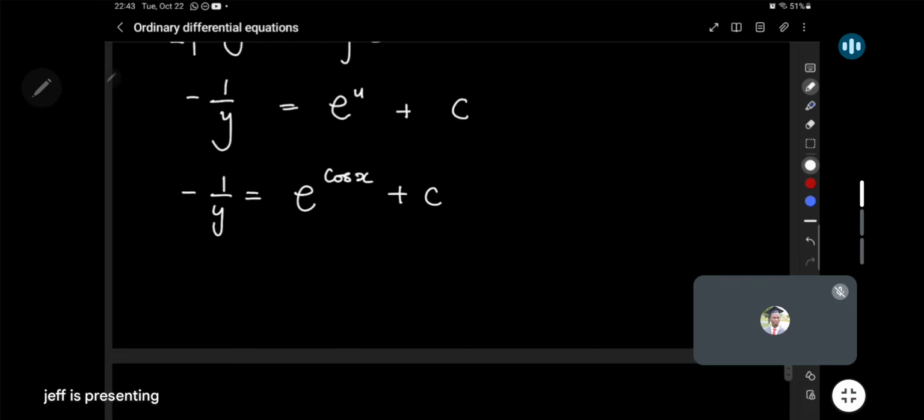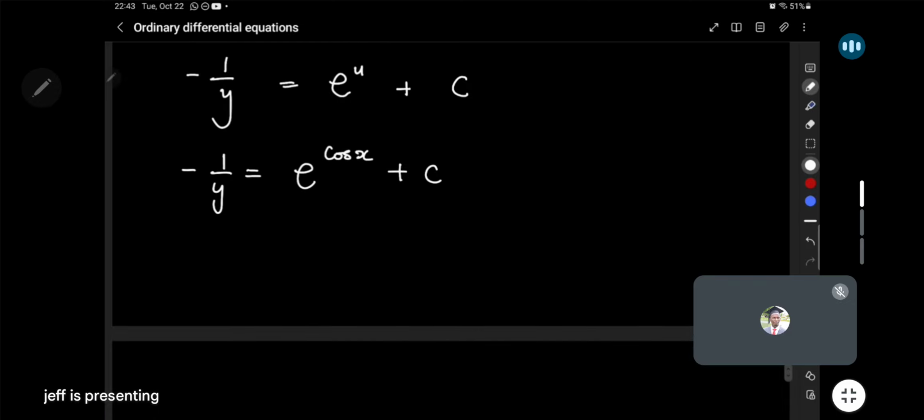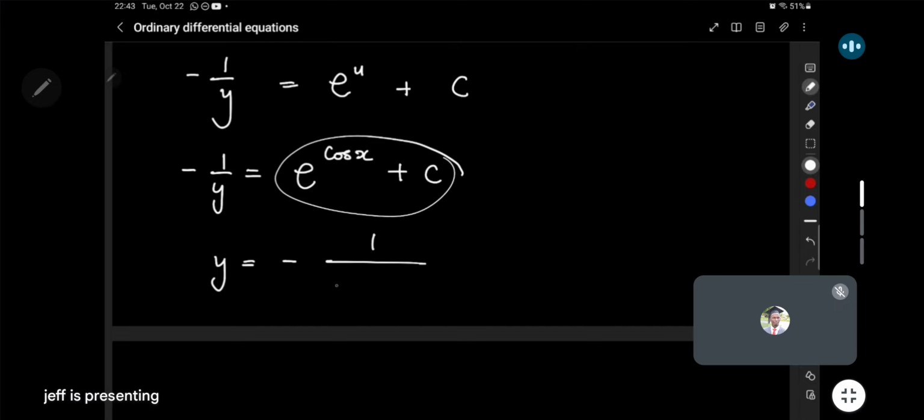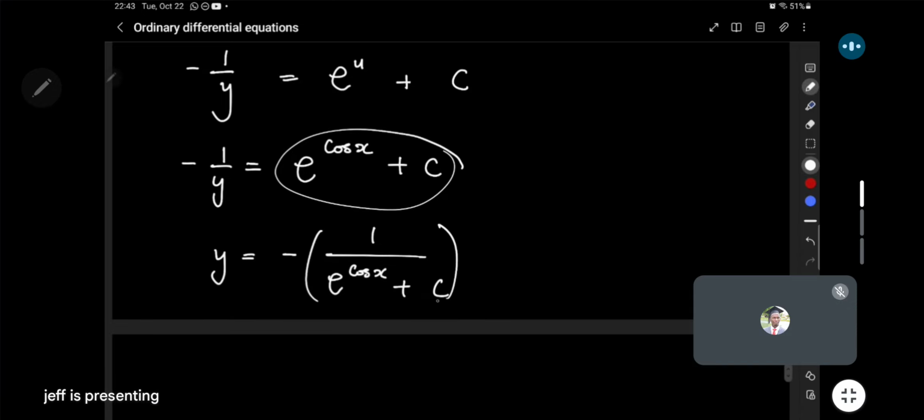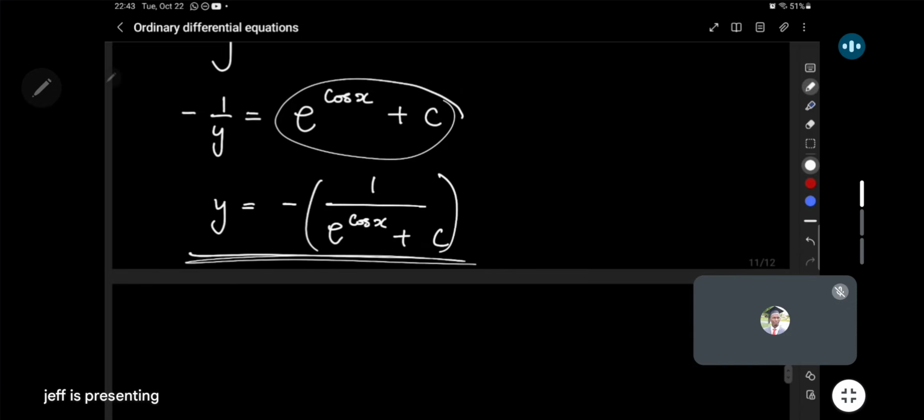We can make y the subject of the formula. And here, to make y the subject of the formula, the negative will go to the right, and all these will now go in the denominator. So y is negative 1 over e to the cos x plus the constant. Basically, I don't have to worry about the constant there. I can still add it separately and say plus c in the numerator. But since I brought it up early, I can still do this. So all these are negative. So basically, this is going to be our solution.